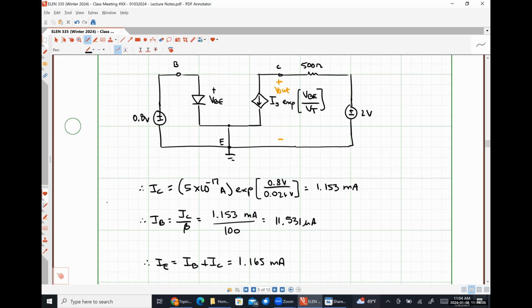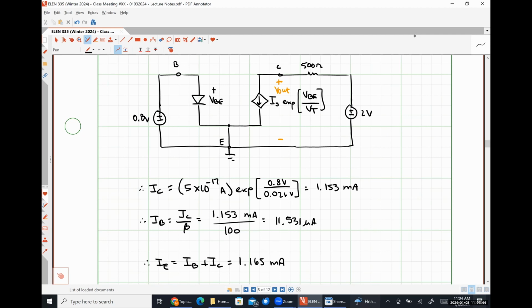And then I posed the question to you guys, is there a limitation on the size of the resistor that we can place between our supply voltage of 2 volts and the collector terminal? It's currently at 500 ohms, but is there a limitation to the size of this resistor that will push our device out of the forward active region? And the short answer is very much yes. So let's figure out what value of resistor puts us at the edge of saturation, which then begs the question, well, what is the edge of saturation?